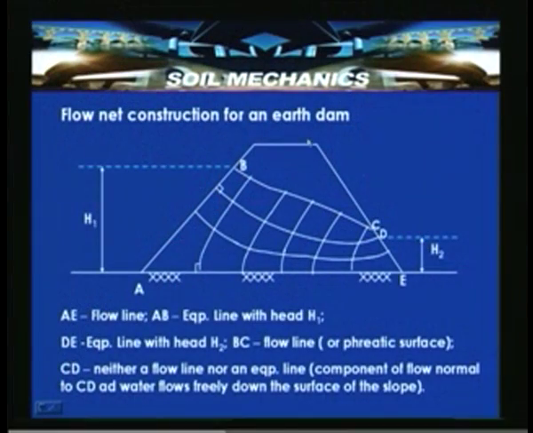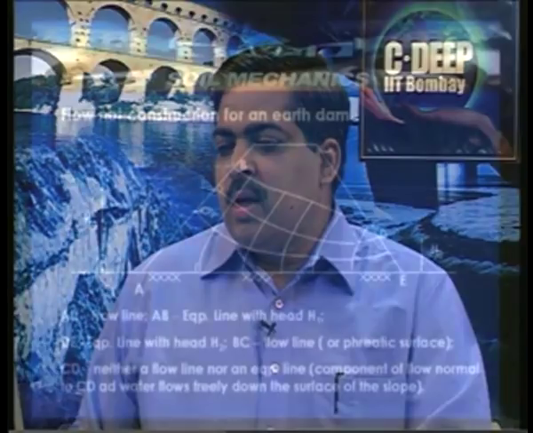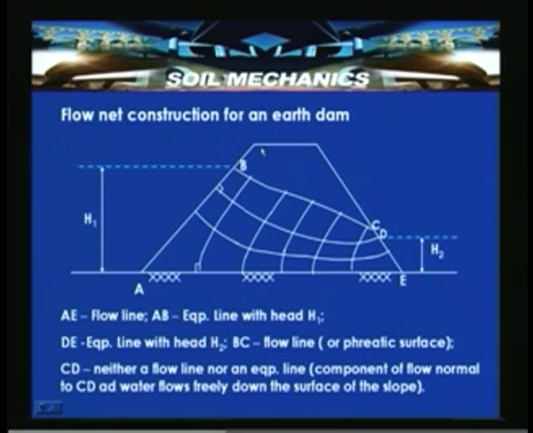Another example is the flow net construction of an earthen dam where you have a headwater level and a tailwater level, and the situation is slightly different from the previous case. Then how does the phreatic line change? Say, for example, here you have a cross section of a dam A, B, shown like this, which has an upstream water level with a head of H1 and a downstream water level with a head of H2.